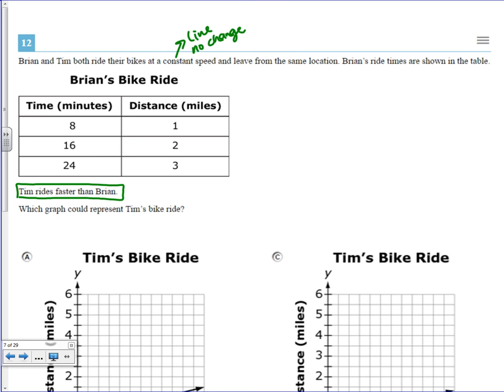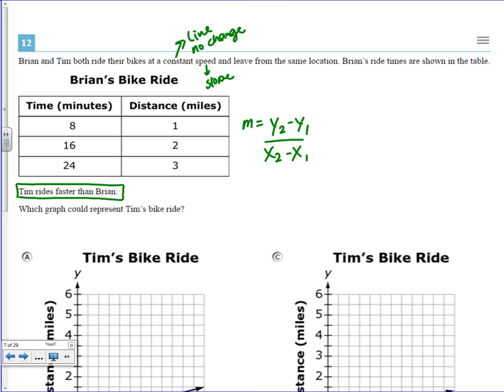Well, if I want to know about Tim, I got to know about Brian. So I got to find Brian's speed. Well, speed is a rate of change. Speed is a slope. So I've got to calculate slope. And you have a formula for slope. And it looks like that.